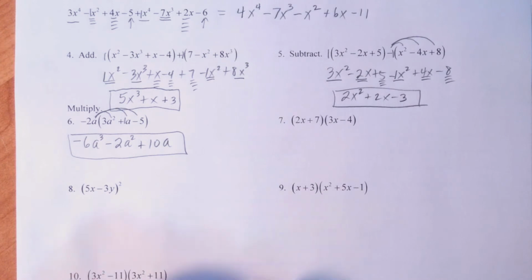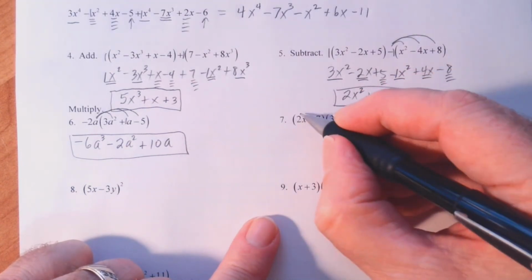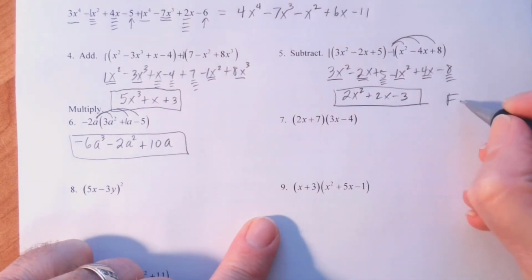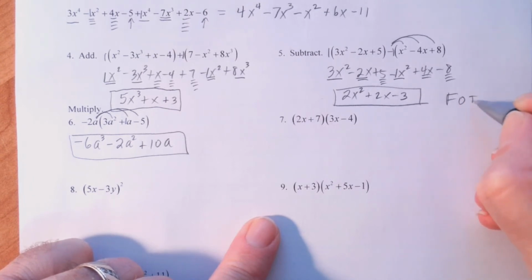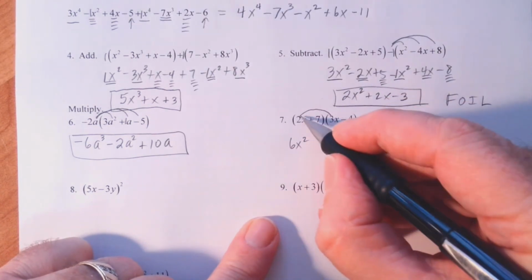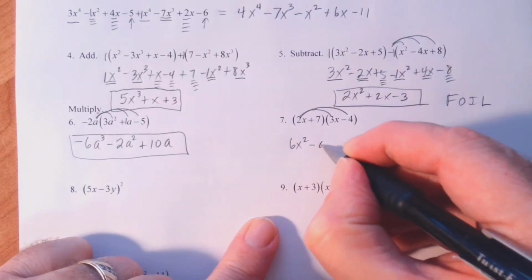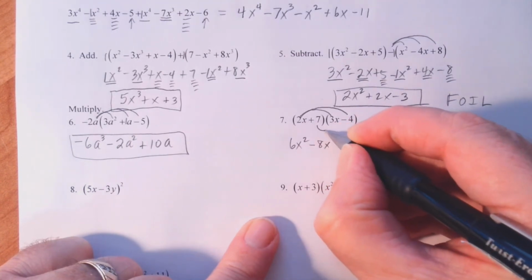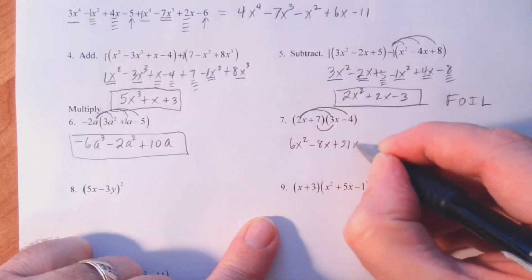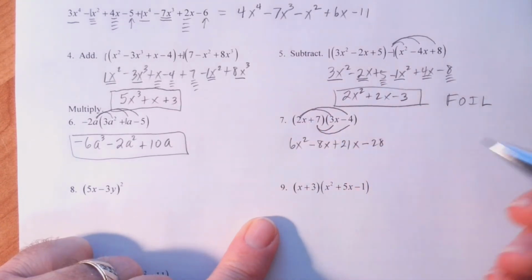All right, on number 7, now we're into a binomial times a binomial. So we're going to be foiling this. When we say FOIL, F is for first, O is for outer, I is for inner, and L is for last. So we'll multiply our first terms, we get 6x squared. We'll multiply the outer terms, 2x times a minus 4 is a minus 8x. We'll multiply our inner terms, that's 21x. And we'll multiply our last terms, that's going to give us a minus 28.